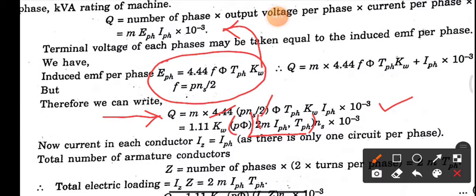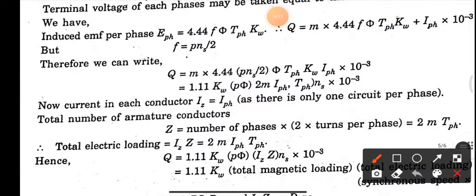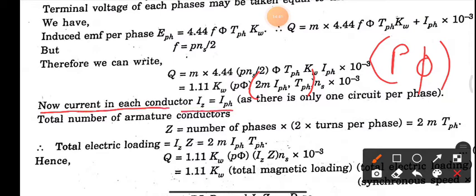Why? We have learned just now what P phi is. P phi is nothing but the total magnetic loading of a machine. Further, we have clubbed 2M IPH TPH. The current in each conductor Iz is equal to I phase. Why? We have considered that there is only one circuit, that means there is only one parallel path. So we will have Iz equal to Iph.